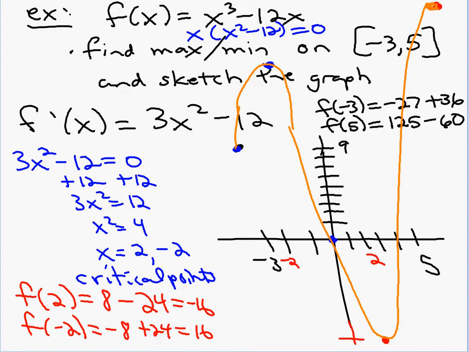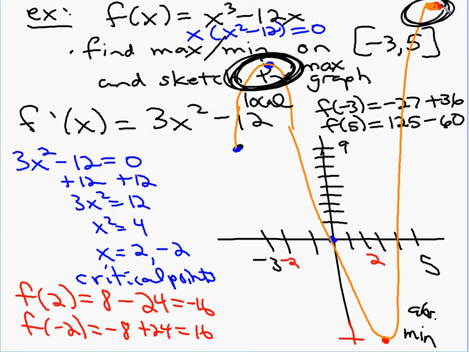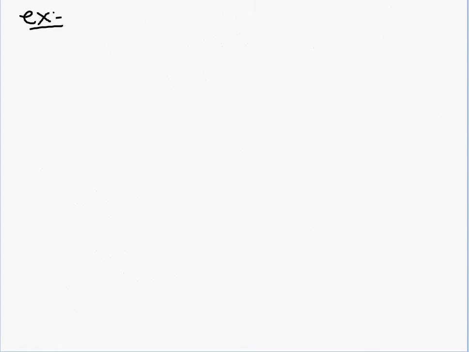Oh, somebody asked, did we find maximums and minimums? Yeah, we did. This thing right here is a max, this thing right here is a min. By the way, if we're talking about local or absolute maxes, isn't this thing down here an absolute minimum on this interval? But this thing right here is not an absolute max. It's a local max. This one way up here at 65, that would be the absolute max. All right? So let's do another example.